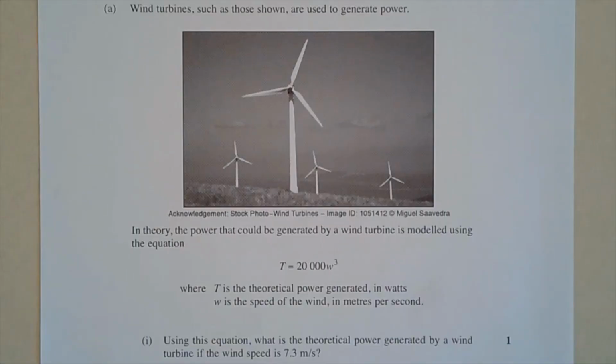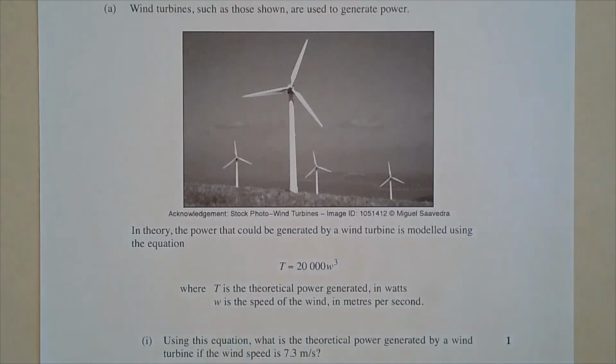Question 38. Wind turbines, such as those shown, are used to generate power. In theory, the power that could be generated by a wind turbine is modelled using the equation T equals 20,000 W cubed, where T is the theoretical power generated in watts and W is the speed of the wind in meters per second. So part 1, using this equation, what is the theoretical power generated by a wind turbine if the wind speed is 7.3 meters per second?